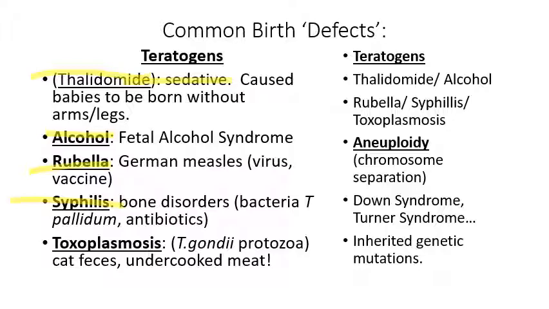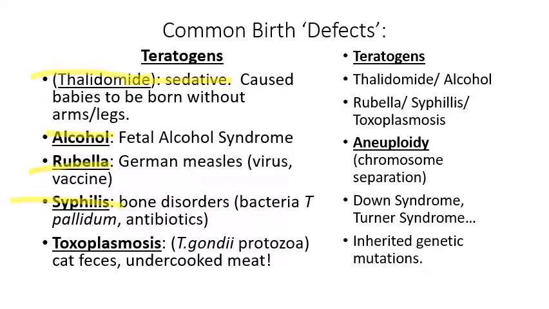Toxoplasmosis is something that's still a threat today. It's caused by a protist called Toxoplasma gondii. You can catch it from cat feces. It is carried by domestic house cats. So if you're pregnant, you should not be changing the cat's litter box, or you probably shouldn't be handling the undercooked meat. Let somebody else do that. Let somebody else change the cat's litter box, but stay out of contact with cat feces, cat excrement.